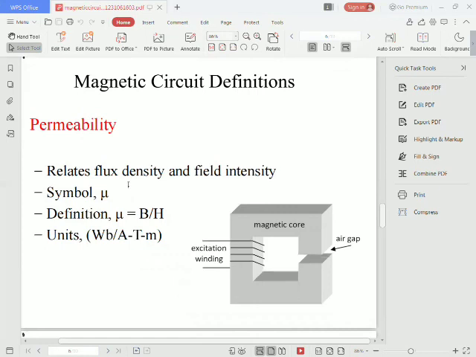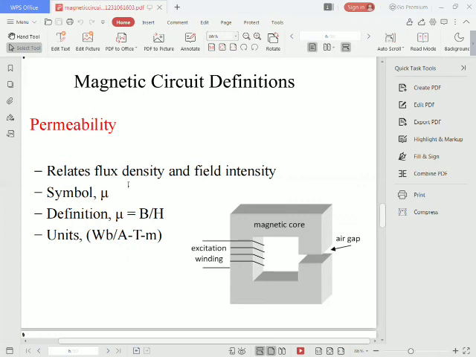The next definition is permeability. Permeability is an important property of the material. It is defined as the ability of a material to carry the flux lines. If a material allows the flux lines to pass through it easily, then the material is said to have a high permeability. On the other hand, if a material does not allow the flux lines to pass through it easily, then it is said to have a low permeability. All the magnetic materials such as iron, steel, etc. have high permeability, whereas materials like wood have low permeability.